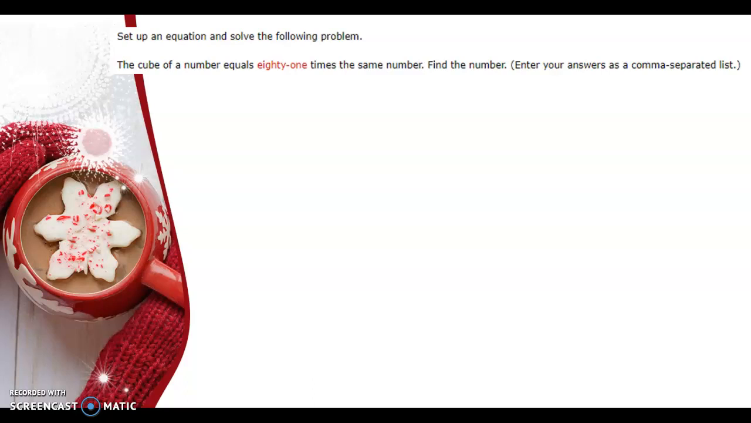So it says, set up an equation and solve the following problem. The cube of a number equals 81 times that same number. So I'm going to use n to represent my number. And so initially it tells me that I want the cube of that number, so that means I need to raise n to the third power. And it says that that equals 81 times the same number. So that would be 81 times n, or 81n.